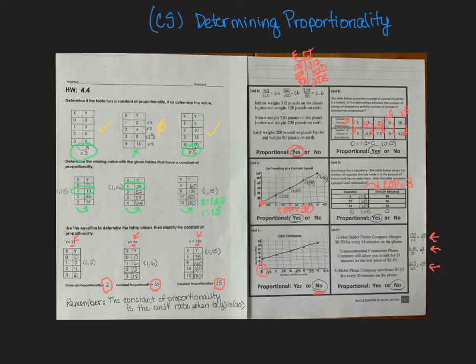So there is not a constant of proportionality, and so I circled no, because there is no constant of proportionality. I am multiplying by a different number in the Transcontinental Connectors phone company than I am in Jibber Jabber or S Mobile. So it cannot be proportional.